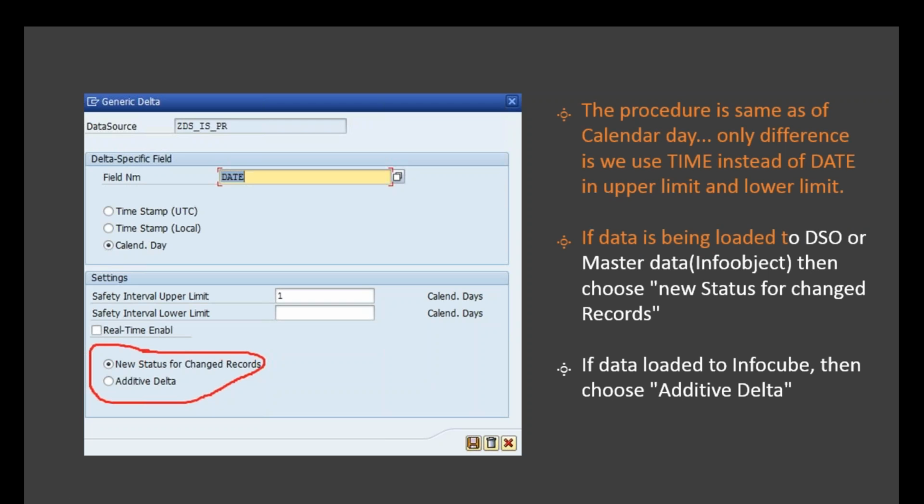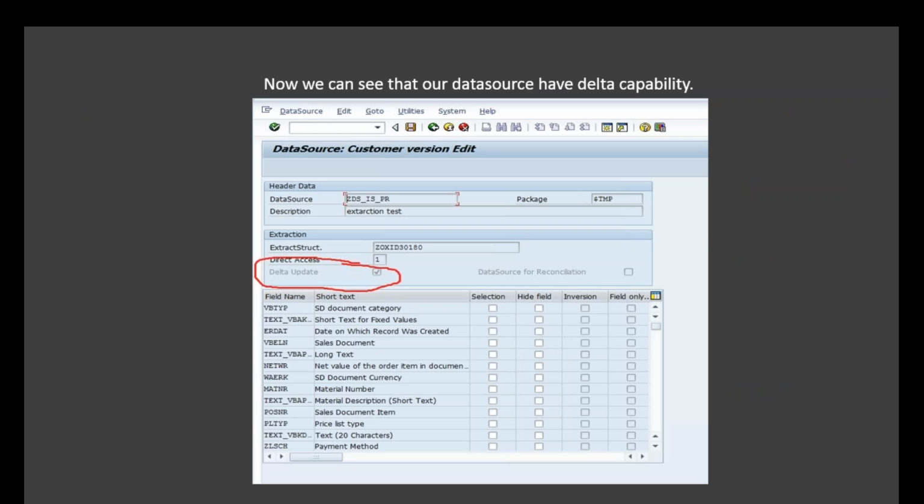Okay, so this is about generic delta. How we can set up the delta for a custom data source. Once we have done that, the delta update will be enabled automatically.